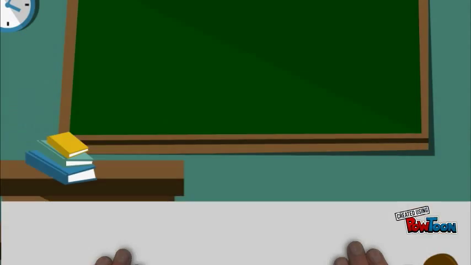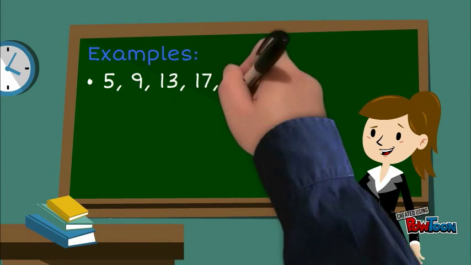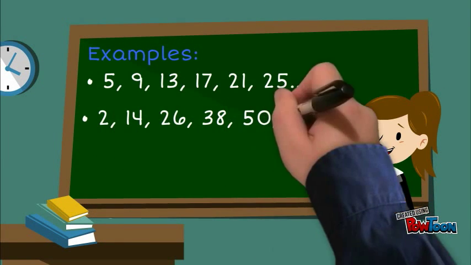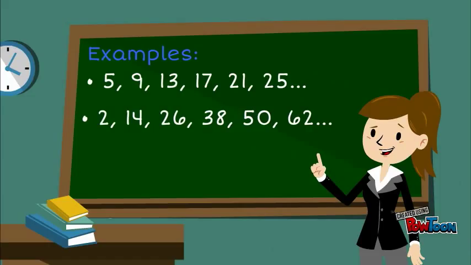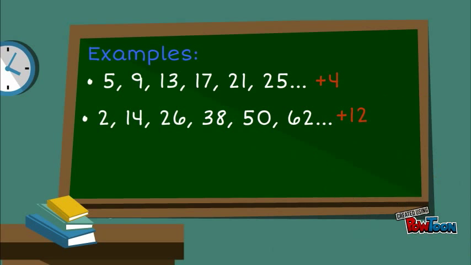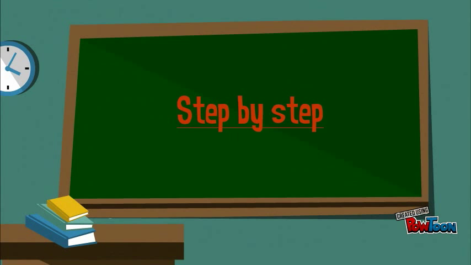Here are some examples of this type of sequence. In the first example, we can see that the number that is added to every term is 4. And in the second example, we see that to every term we added 12, and it will continue to be added.